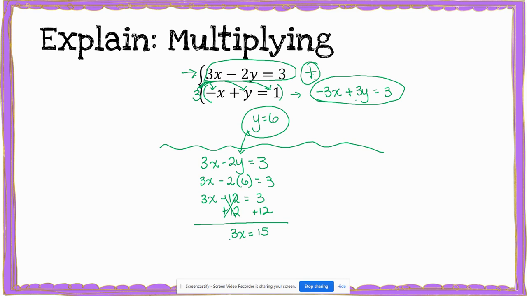Then we're going to get rid of our 3 so that we can get x by itself. So we're going to divide by 3 on both sides of this equation. Then we're left with x equals 15 divided by 3, which is 5. So we can see that our x value is 5 when our y value is 6.